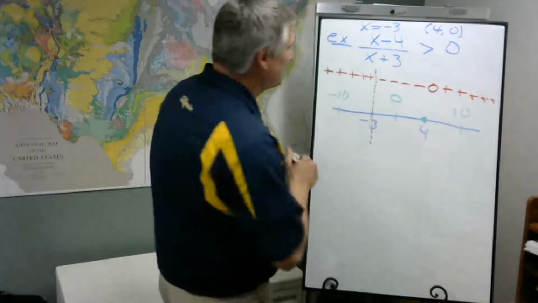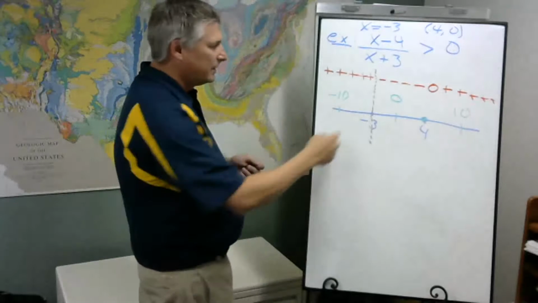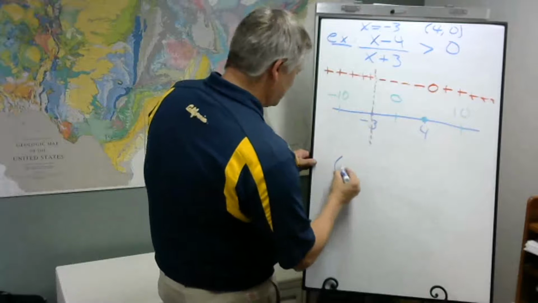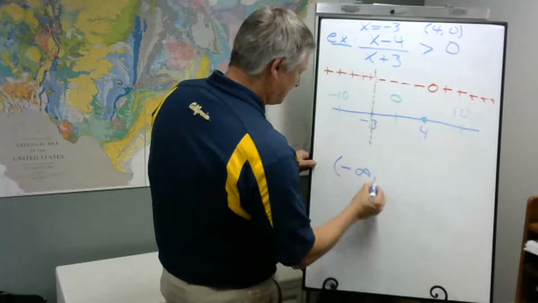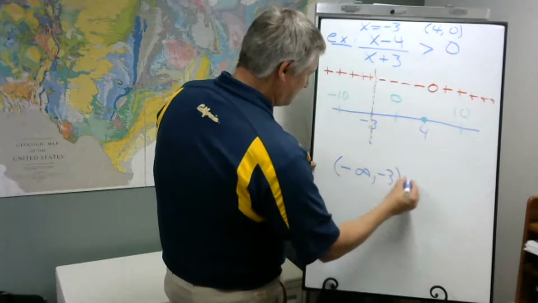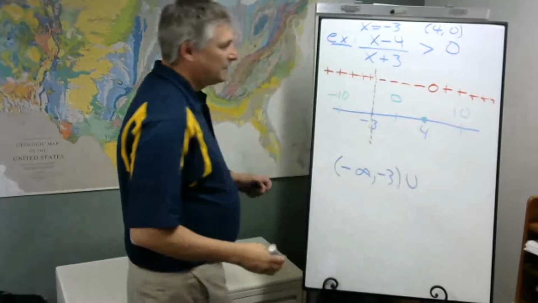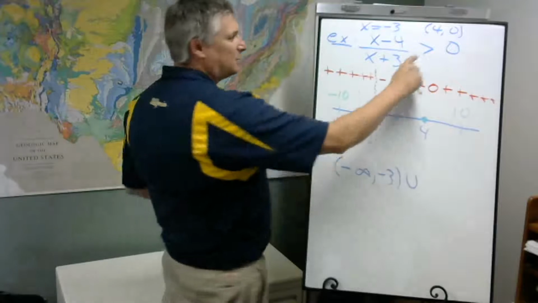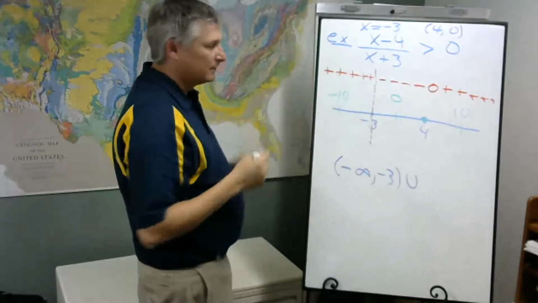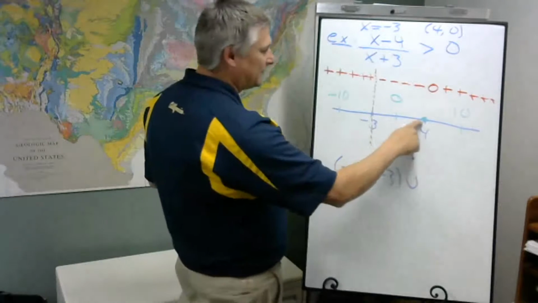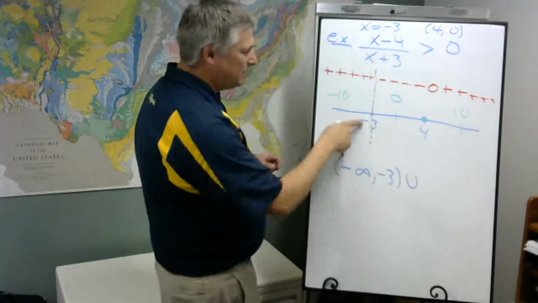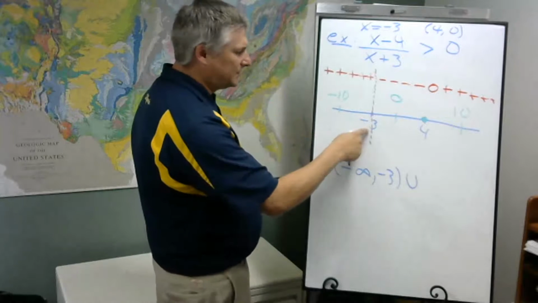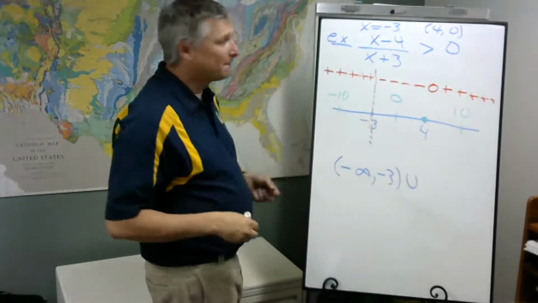Well, first off, where this is greater than 0, it's to the left of negative 3. So it's going to be over here. And then it's also going to be to the right of 4. And since we don't have an equal to here, we don't include the x-intercept here. And we would never include the vertical asymptote. That's never going to be included. Again, this is a place that the function can't have a value.